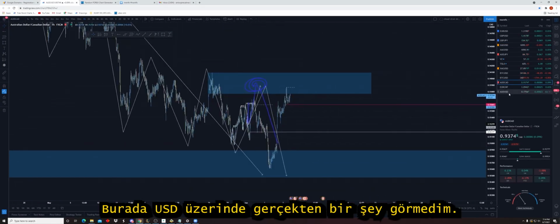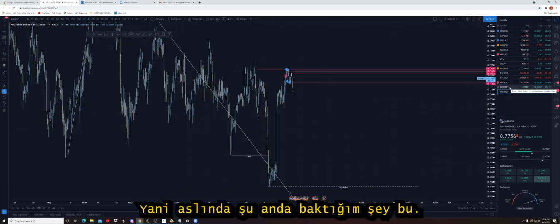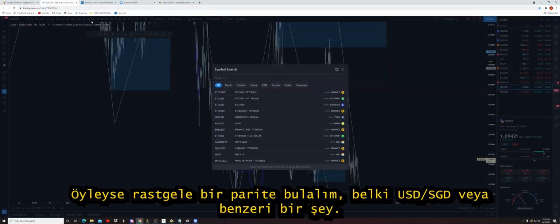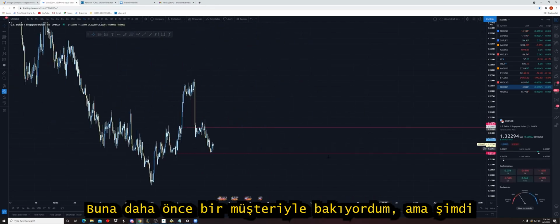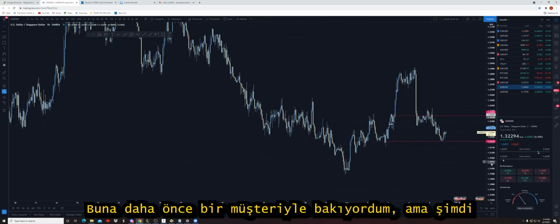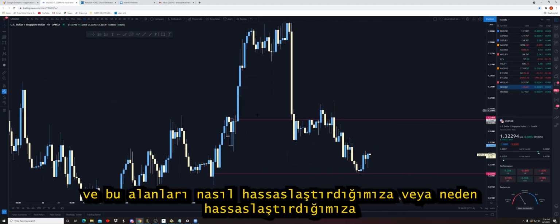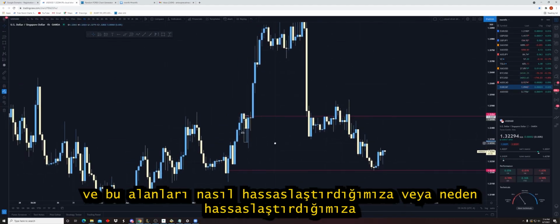CAD, didn't really see anything here. Odd USD. So that's actually what I'm looking at right now. So let's go find just a random pair, maybe like USD, SGD, something kind of random. I was looking at this earlier with a client, but what we'll do now is take a look at this and look at how we refined, or why we refined these areas, and how exactly they worked.